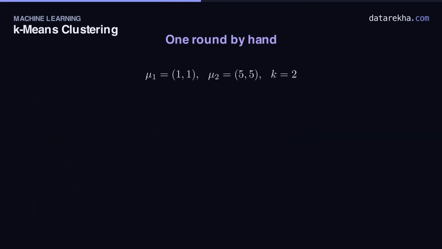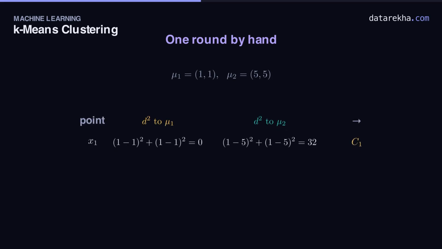Let's do a full round with real numbers, so nothing hides. 4 points, and 2 starting centroids. mu1 at (1, 1), and mu2 at (5, 5). In k-means, we compare squared distances. Same nearest answer as ordinary distance, but no square roots to slow us down. Assign step. Take x1 at (1, 1). Its squared distance to mu1 is 0. It sits right on it. And to mu2, it's 32.